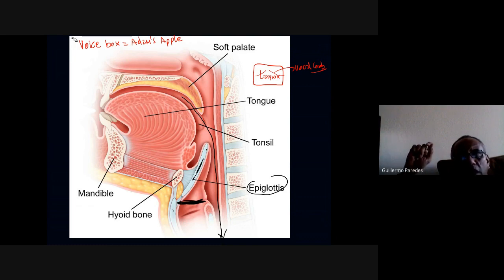Epiglottis, close the larynx. Epiglottis, close the larynx. So where is the larynx?